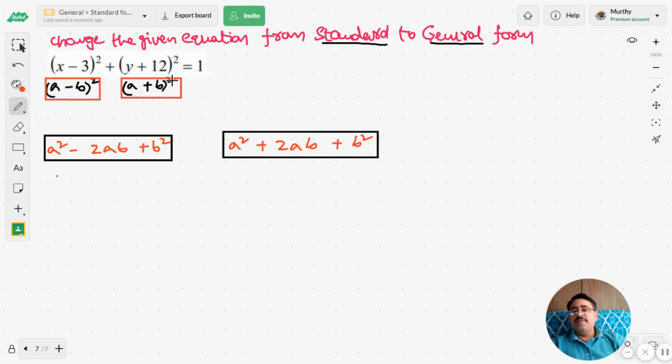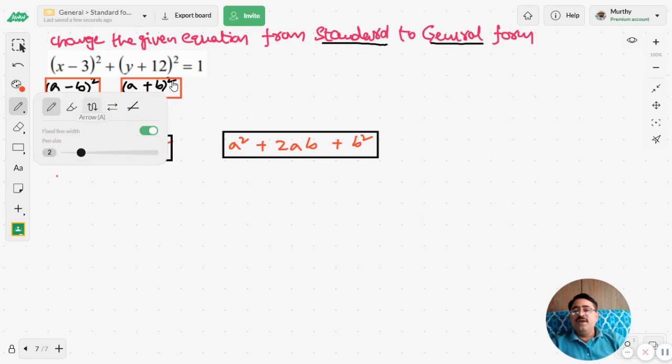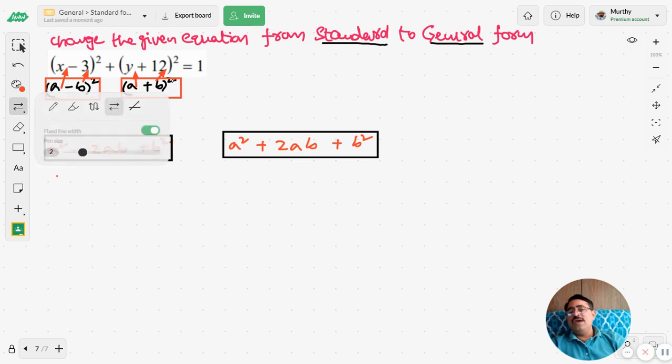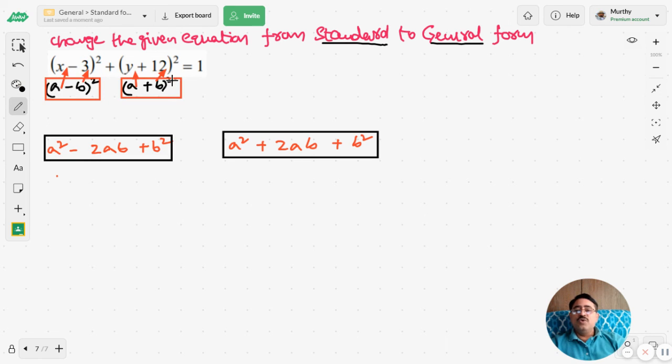Now, please compare and see that in the place of A, there is X. In the place of B, there is 3. Don't bother about the negative sign. In the place of A, there is Y. In the place of B, there is 12. So you just have to plug the values into the formula. So A square, this is going to be X square minus 2 times the A value, which is X, times the B value, which is 3. Then B square, again don't take negative, it is just 3 square.